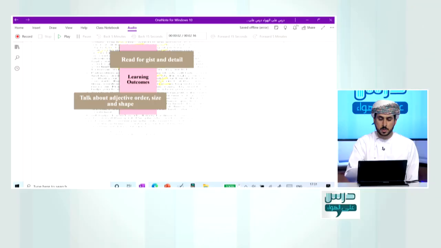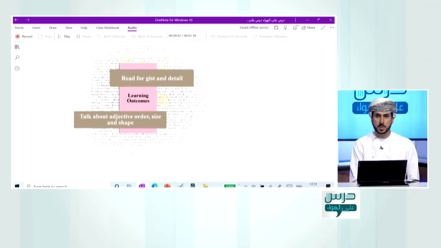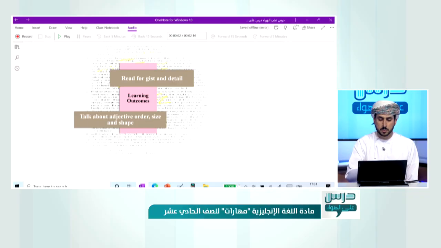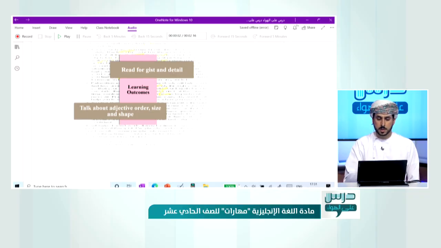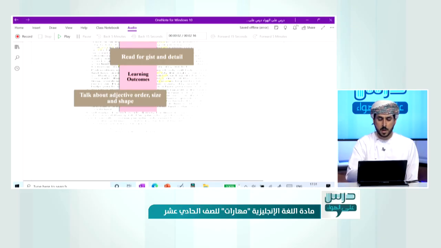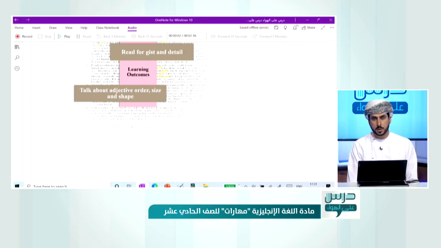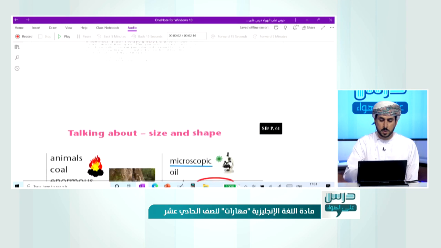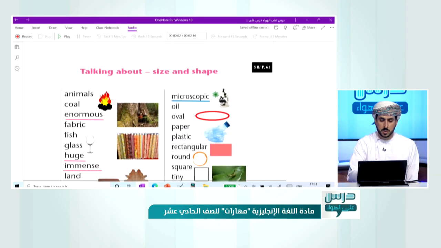Dear students, today we are going to start our first lesson in the second semester, and we are going to read, as it is clear here, two texts. One is about historical size and the second one is about gold, and we're going to read for gist and detail, and then we'll talk about adjective order, size and shape.